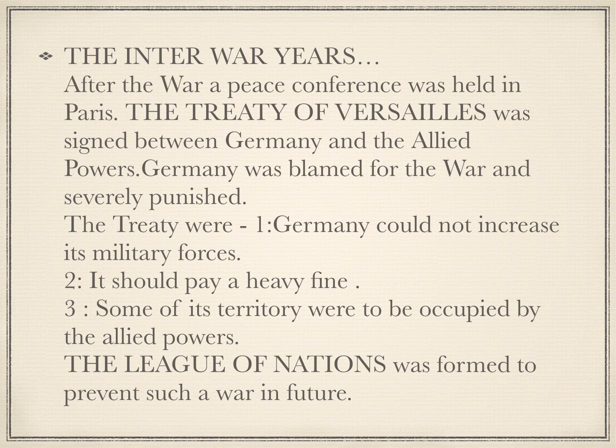The main terms of the treaty were as follows. Germany would have to pay a heavy fine. It could not increase its military forces. Some of its territory was to be occupied by the Allied powers.